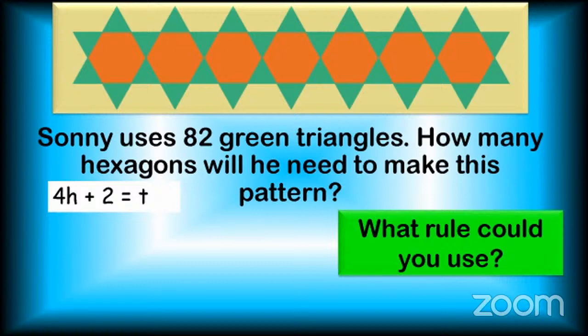Let's look at this. We're extending that first rule that we needed to use to find the number of green triangles. That was 4h plus 2 is equal to t. Now I'm using h here as hexagon and t as triangles. Do you think that you could use this equation given here, 4h plus 2 equals t, to figure out the number of hexagons? Look at it. Do a little exploration with that.